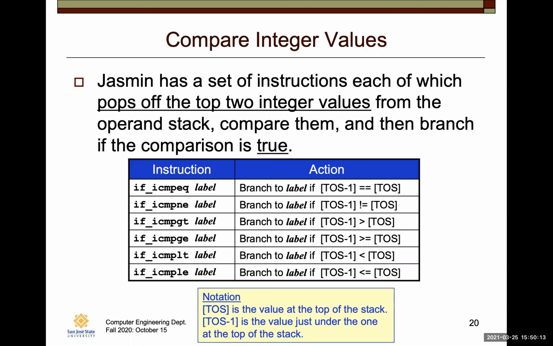All right, well, let's take a look at some branching instructions. So there's a set of instructions, each one of which pops off the top two integer values, compares them, and then either branches or not. The branch is taken if the comparison is true. So we can compare for equals, not equal to, greater than or equal to, less than, or less than or equal to, and this is the integer compare. And then there's a label that you branch to if the comparison is true.